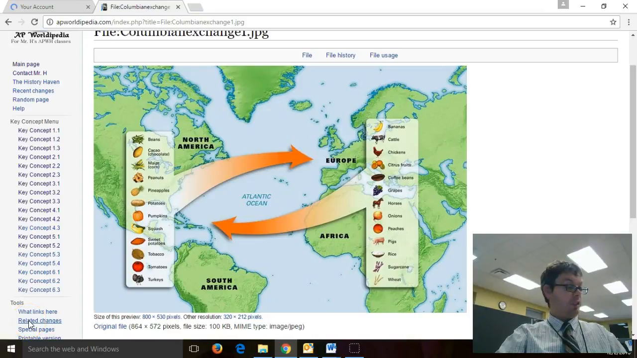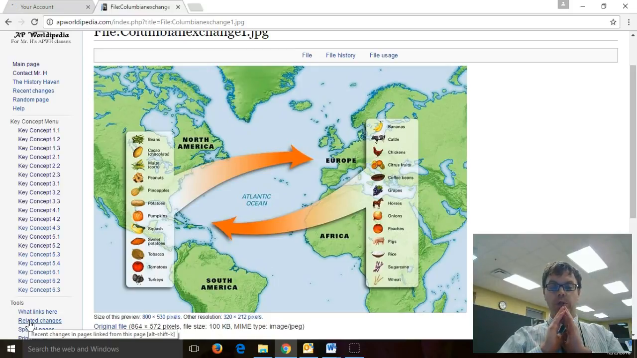All right, AP students, let's start concept 4.1. We are about halfway done with our concepts for the year. Good news. Our first term is Columbian Exchange. This is a huge term for you to know in the AP exam.